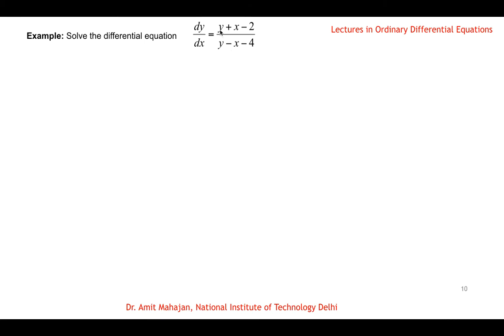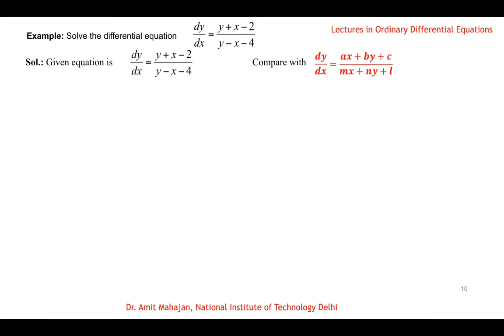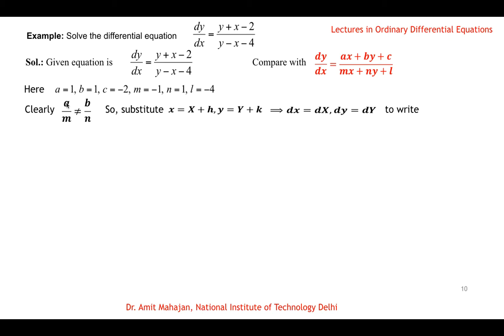Okay, and what is the ratio of coefficients of x? The x coefficient is 1, the other x coefficient is minus 1, so the coefficient x ratio is minus 1, and the coefficient y ratio is 1, so they are not equal. Okay, so we'll use case 1. If you compare with this, you can see that the coefficient ratio of x is not equal to the coefficient ratio of y.